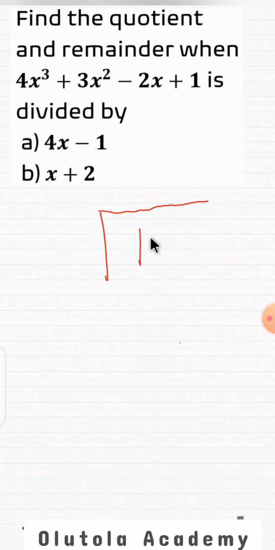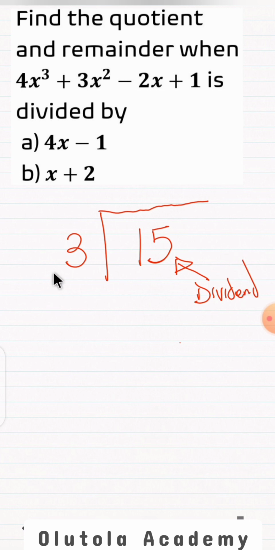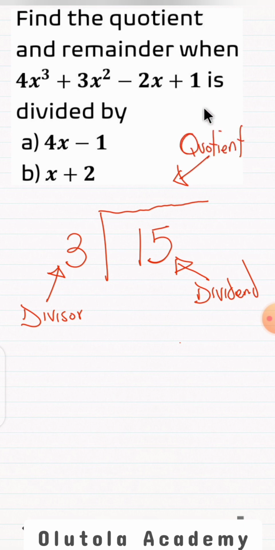Let's say we have 15 here, and it is divided by 3. We call 15 the dividend. We call 3 the divisor, and whatsoever we have as the answer here is called the quotient. So that's what we are going to be having from the question.